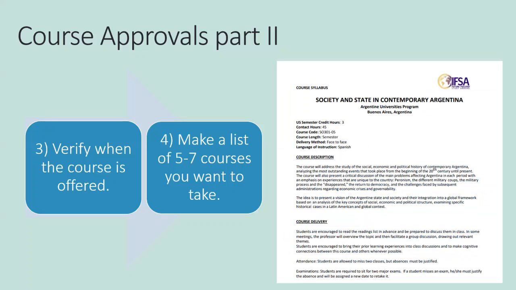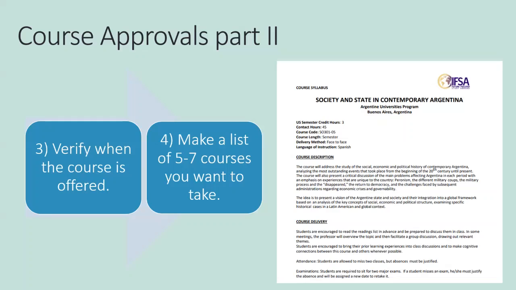As you explore your program's course catalog, make a list of at least 5 to 7 courses that you are interested in taking. You should get approval for a few more courses than you actually plan on taking, as this will give you more flexibility when constructing your course schedule abroad. Preparing more before you go should reduce the stress you have about course approvals once you are abroad.